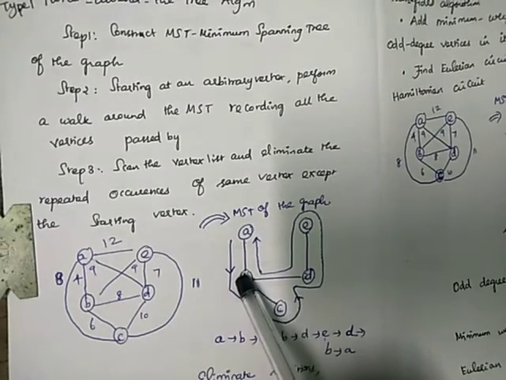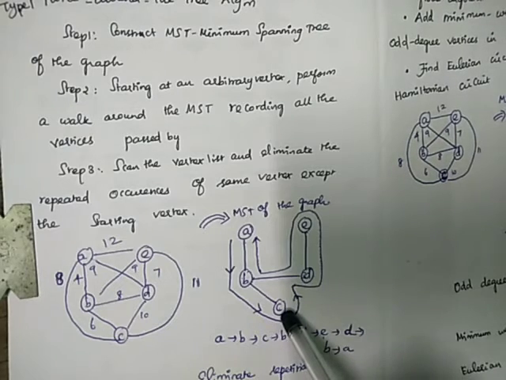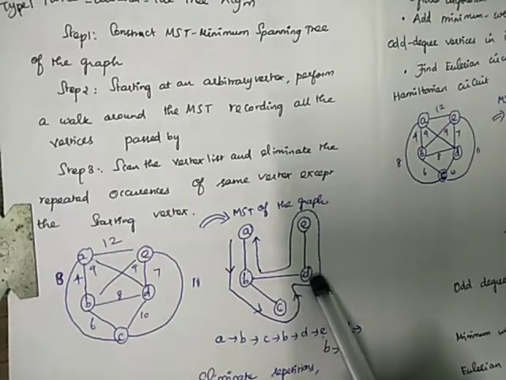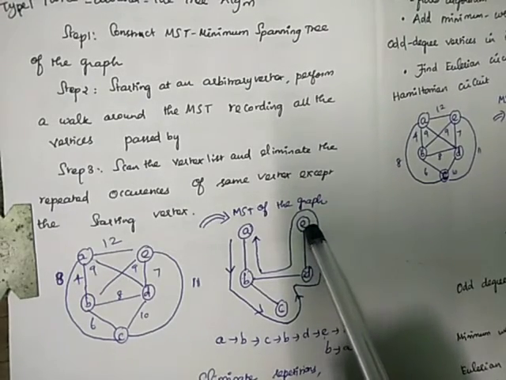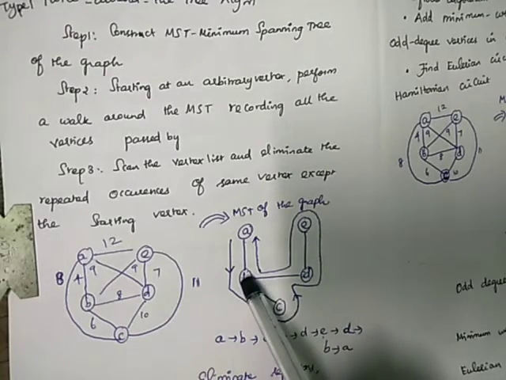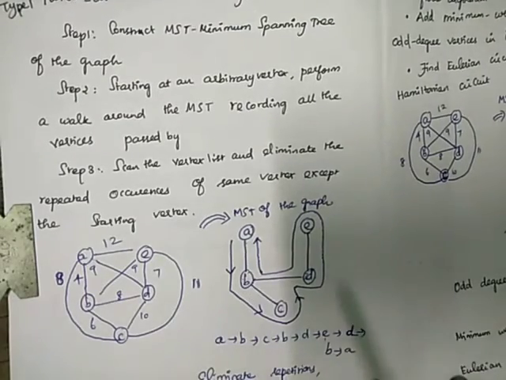So A to B, B to C. There is no node connected to C, so we have to come back to B. Then B is connected to D. Then D to E. E doesn't have any node to connect, so come back to D, then D to B, B to A. So this is the twice around the tree algorithm.